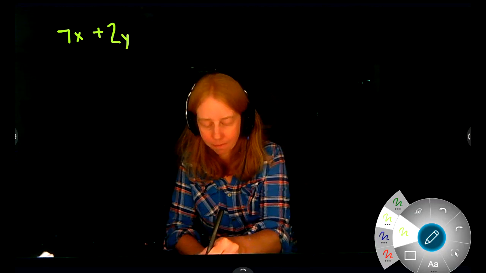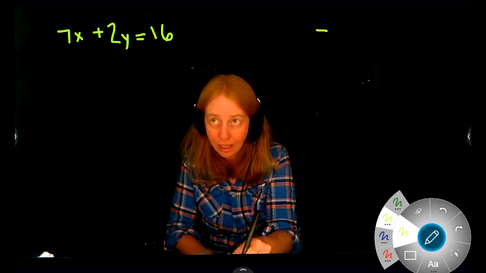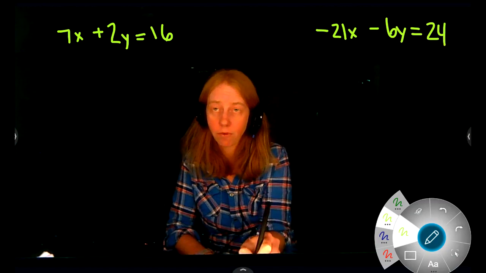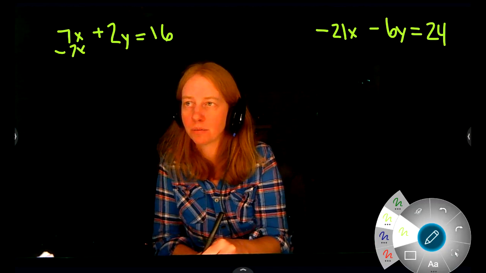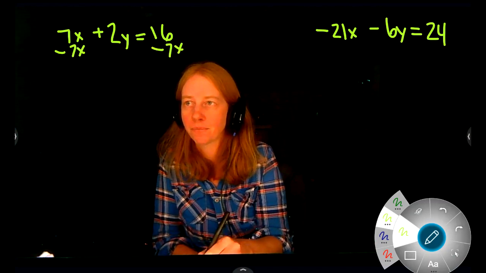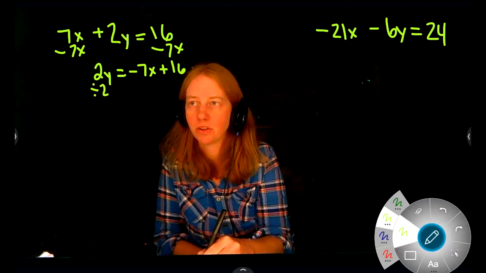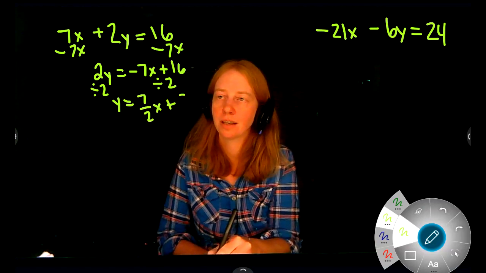So we have 7x plus 2y equals 16. And then I also have negative 21x minus 6y equals 24. All right, so let's go ahead and put this into slope-intercept form. I'm going to subtract 7x from both sides. So I have 2y equals negative 7x plus 16. And I'm going to divide by 2, divide by 2. So I have y equals negative 7 over 2x plus 8.